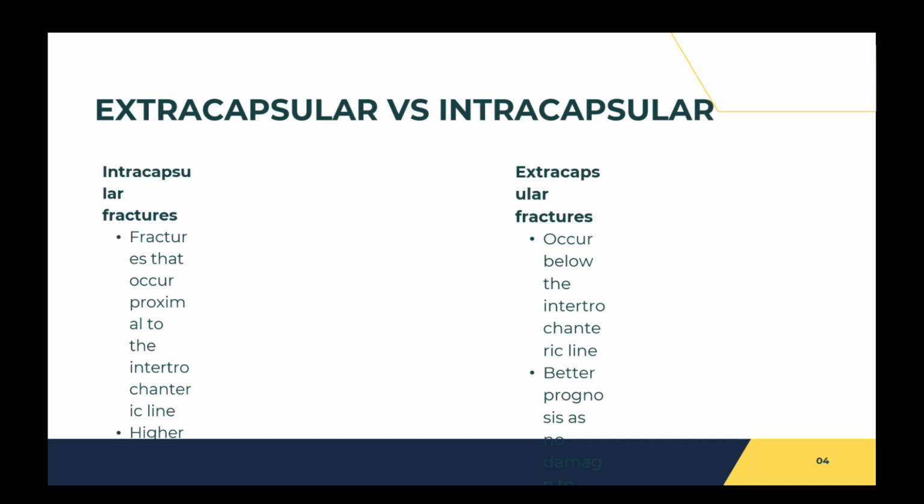So we have the difference between extracapsular and intracapsular fractures. Essentially, intracapsular fractures are fractures that occur proximal to the intertrochanteric line, and this is clinically significant because this can impede blood supply from the FCA and the nutrient arteries, so they have a higher risk of avascular necrosis, whereas the extracapsular fractures occur below the intertrochanteric line, and they have generally better prognosis because the blood supply is usually preserved. Okay, and then now we can move on to our first case.